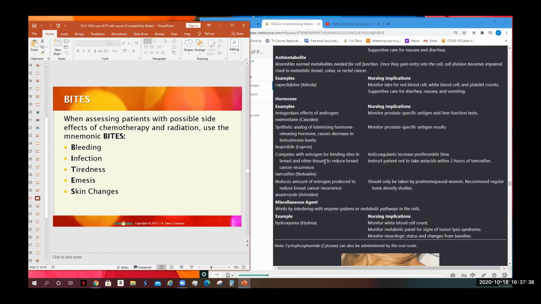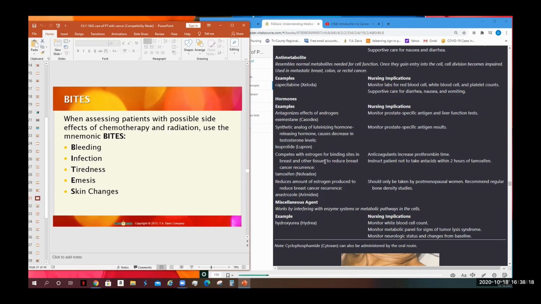And there's a number of hormones. Examples: antagonizes effects of androgen, that would be exemestane, also called Casodex. And for that, you'll monitor the PSA and liver function tests. Synthetic analog of luteinizing hormone releasing hormone causes a decrease in testosterone levels. We'll monitor PSA results. Leuprolide, also called Lupron, competes with estrogen for binding sites in the breast and other tissues to reduce breast cancer recurrence.